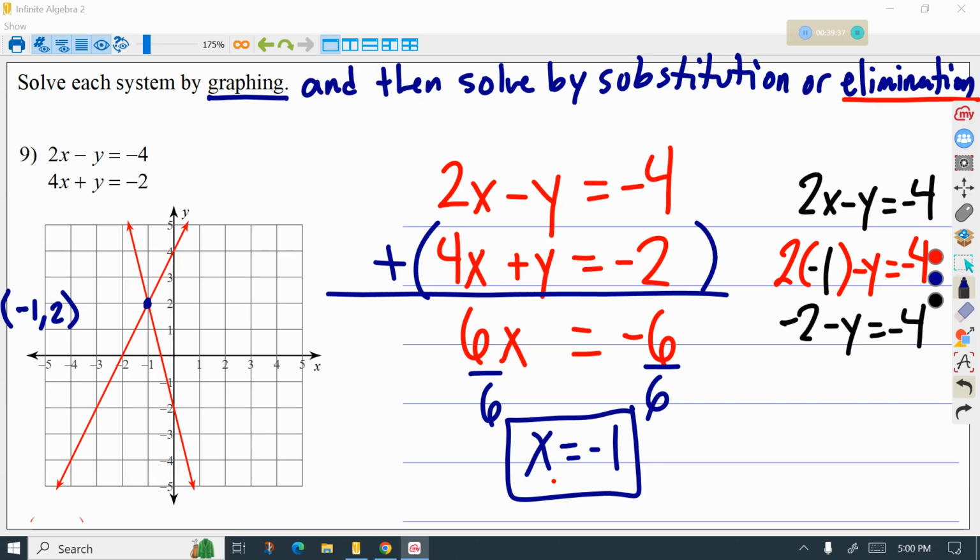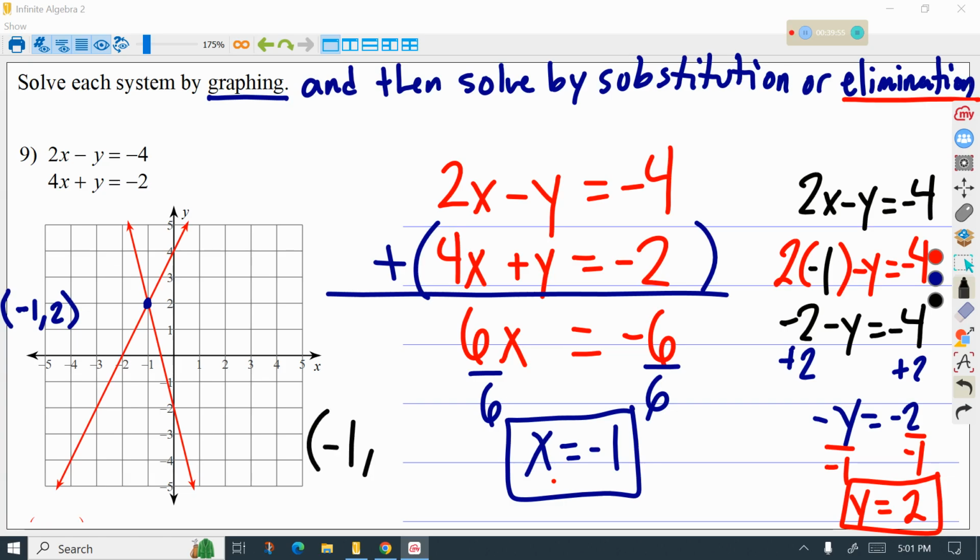Okay, I'm going to add 2 to both sides, right? And then we're going to divide by negative 1. So adding 2 gives me that negative y equals negative 2. And now just divide both sides by negative 1. And we're going to get that y equals 2. And so our last answer on this test is the solution to the system.